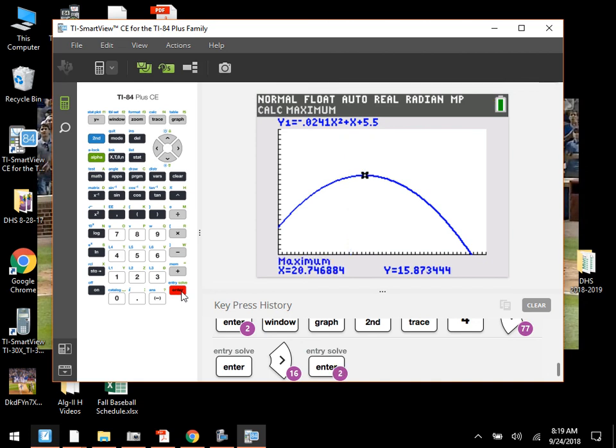There's my maximum. The maximum height that it reached was 20.75 feet. That's a lot. And it occurred, I'm sorry, after 20 feet out, it was 15.87 feet up in the air. That's how you calculate those things.